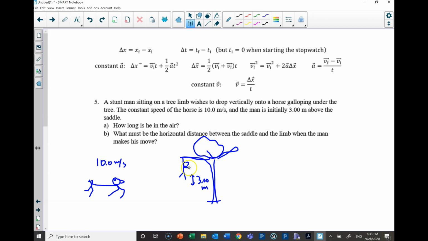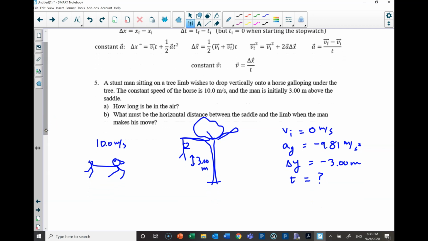Now we know that when she releases, she will release from rest. Her VI will be 0. She will be in free fall. She doesn't feel substantial air resistance. The displacement that she undergoes will be negative because she travels down. And we need to know, how long is she in the air?